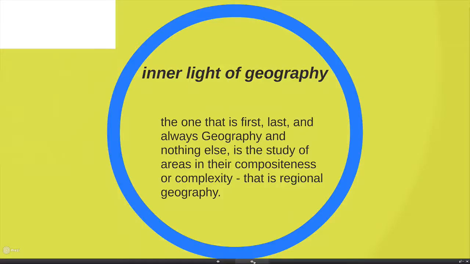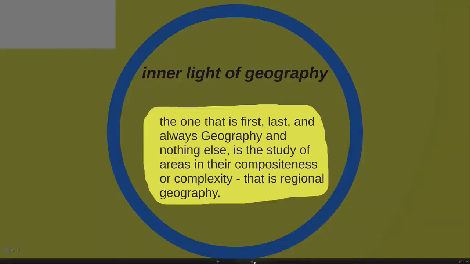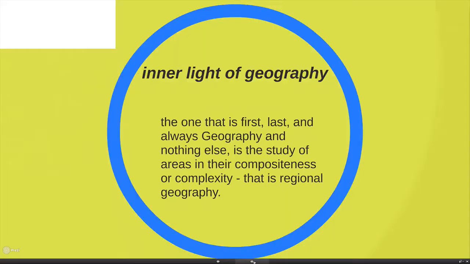And here we have the attempt to give the account, and we're getting to the inner light of geography. We're getting to why you would study geography in its own terms. And he gives this wonderful account. He says, the one that is first, last, and always geography and nothing else, right, is the study of areas in their compositeness or complexity. That is regional geography. It's the study of area.